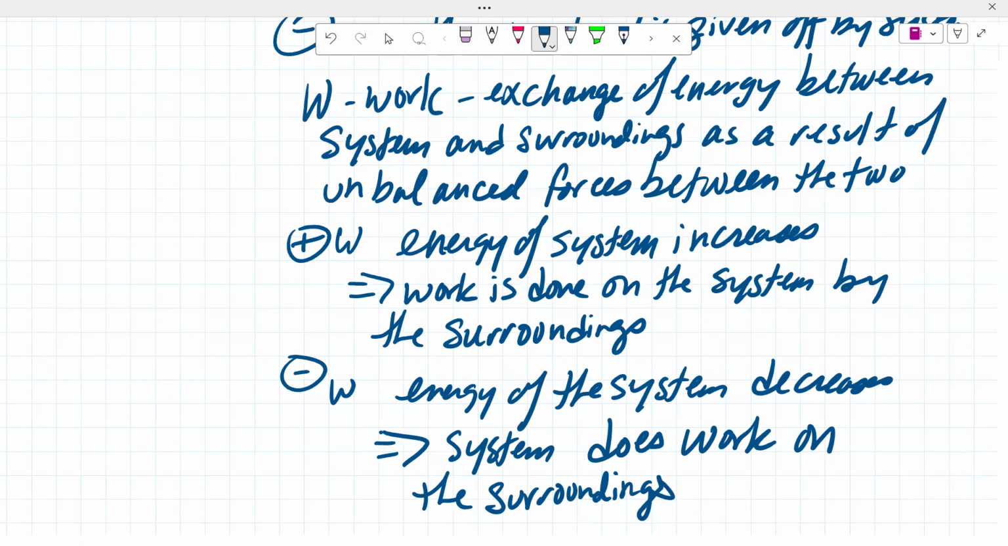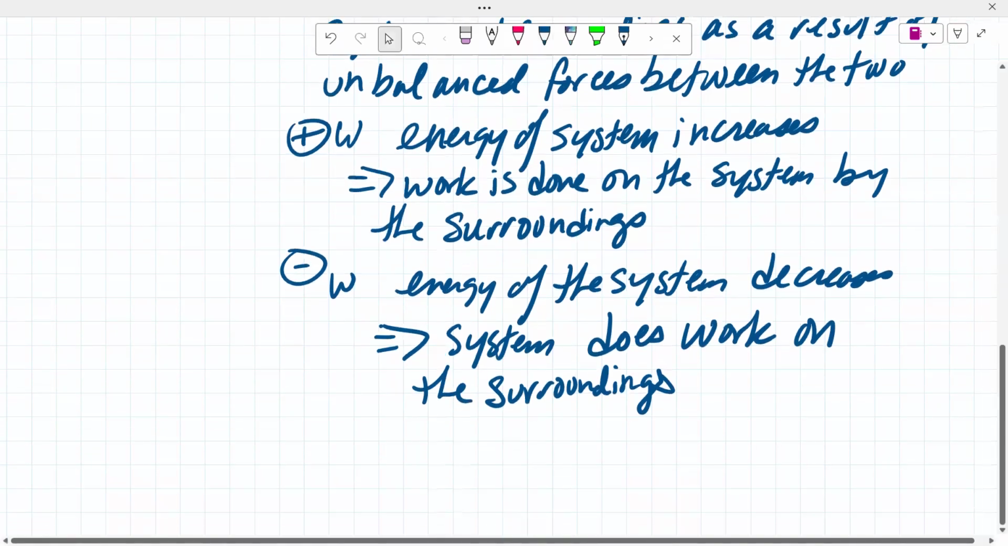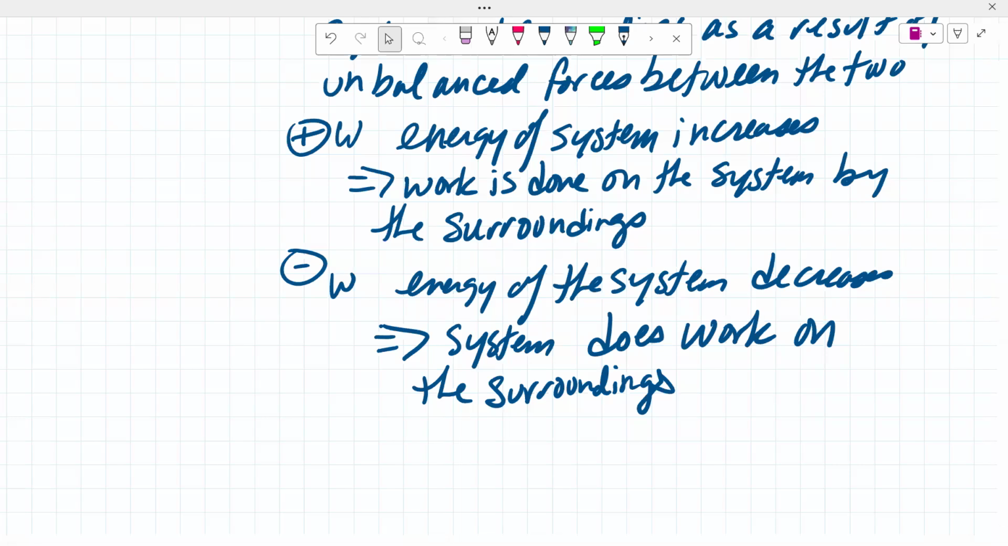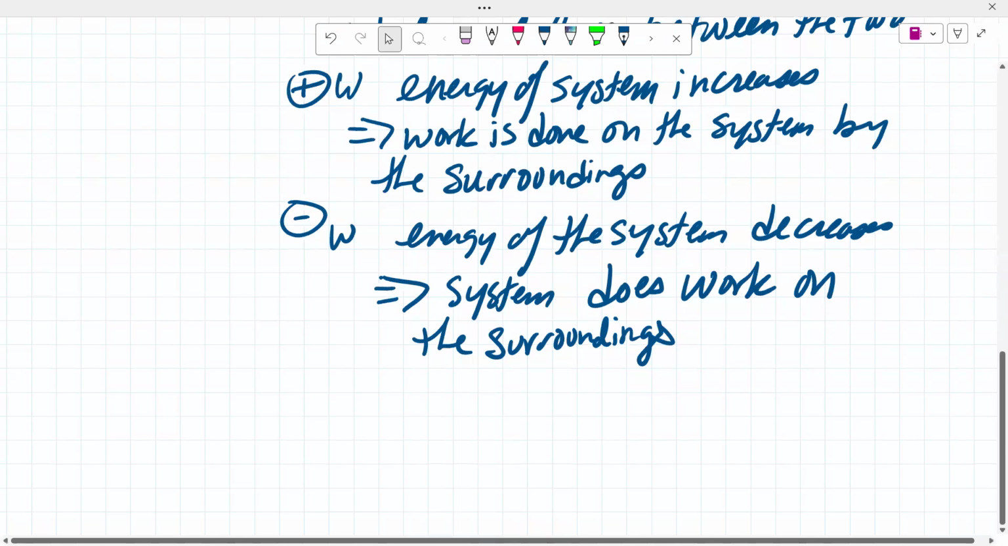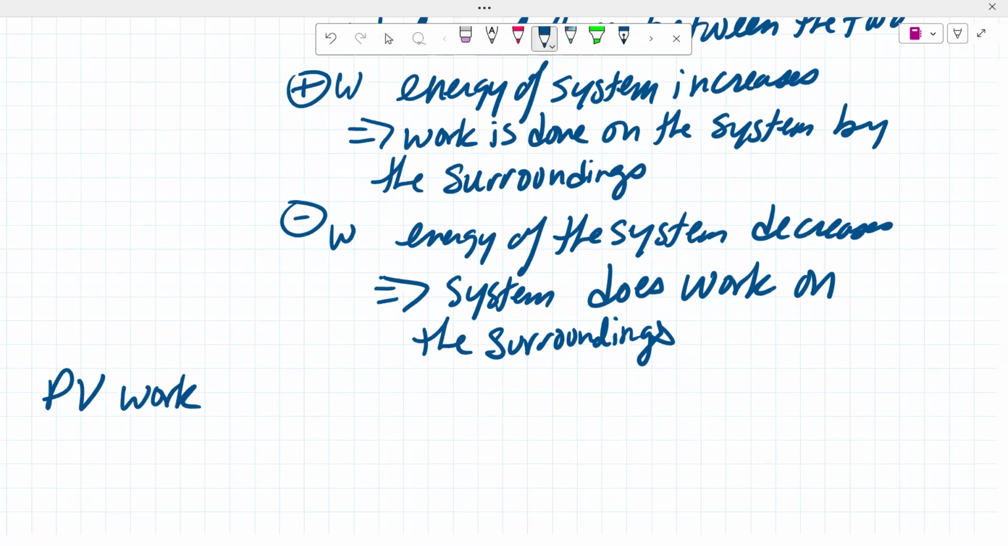So then what we will visit is a number of situations in which these things are happening, and we'll learn how to calculate this. So this is called PV work, pressure volume work. PV work can be visualized as a piston which moves due to pressure or weight.